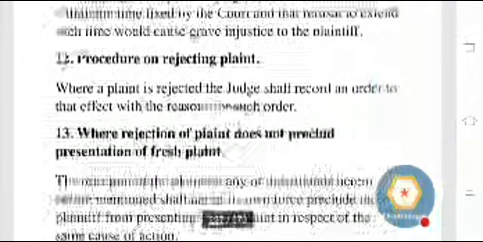Now, Rule 12 of Order 7. What is Order 7, Rule 12? Procedure on rejecting plaint. Where the plaint is rejected, the judge shall record an order to that effect with the reason for such order. Okay, so where a plaint is rejected, the judge shall record the reason for such rejection.